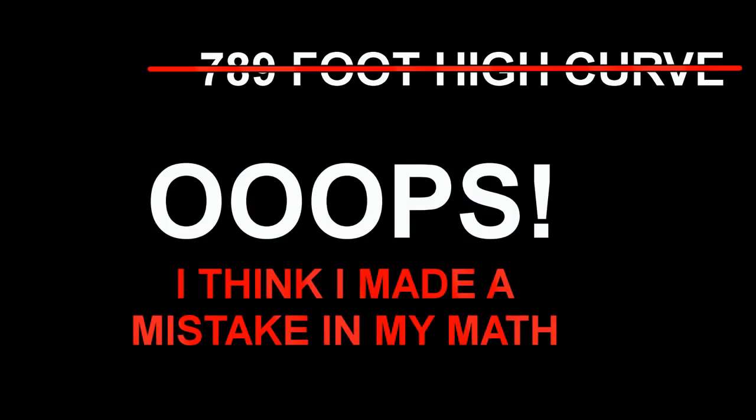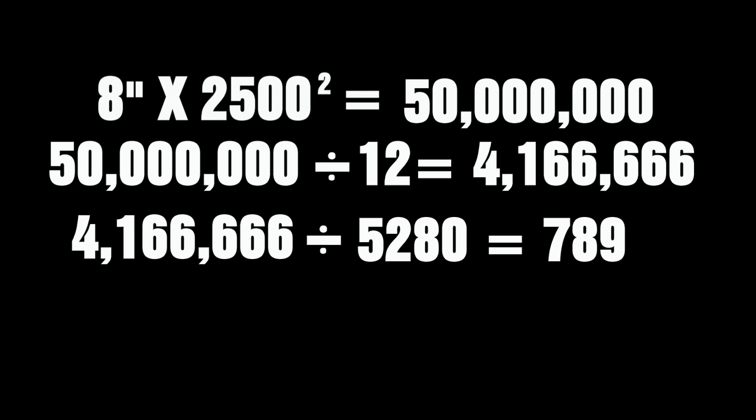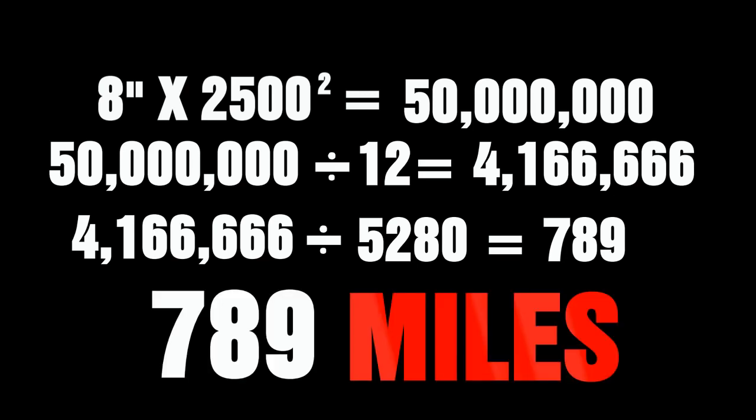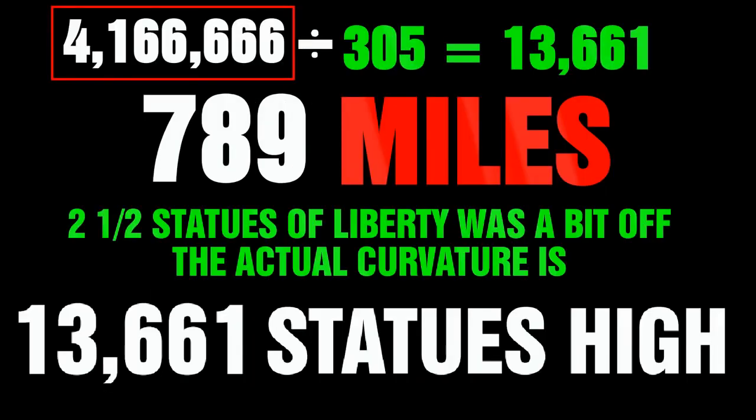Let's look at this again, shall we? Okay, so we had 8 inches times 2,500 squared is 50 million. 50 million divided by 12 is 4,166,666 divided by 5280 equals 789 miles. Oh, I'm out of it. So that equals out to, instead of 2.5 statues of Liberty, 13,661 statues high.